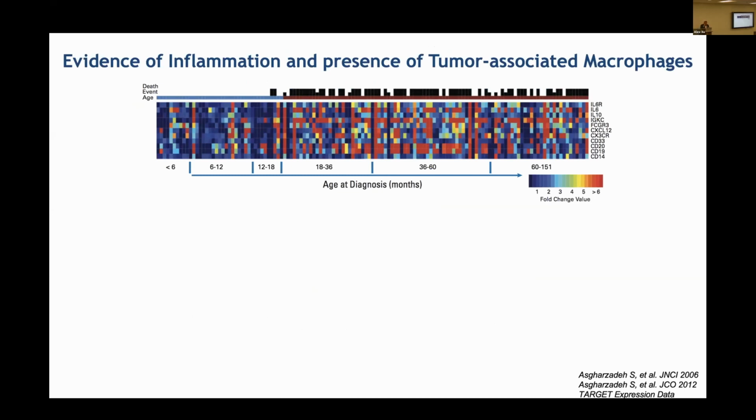And what turned out, and this is a heat map basically showing, sorted by age, you appreciate that the kids who are at diagnosis older than 18 months have more of a red. And these are a lot of genes that relate to the immune cells, particularly the macrophages. The black ones are the patients, the two blacks are the patients who've died with the disease, and no black means they survived.